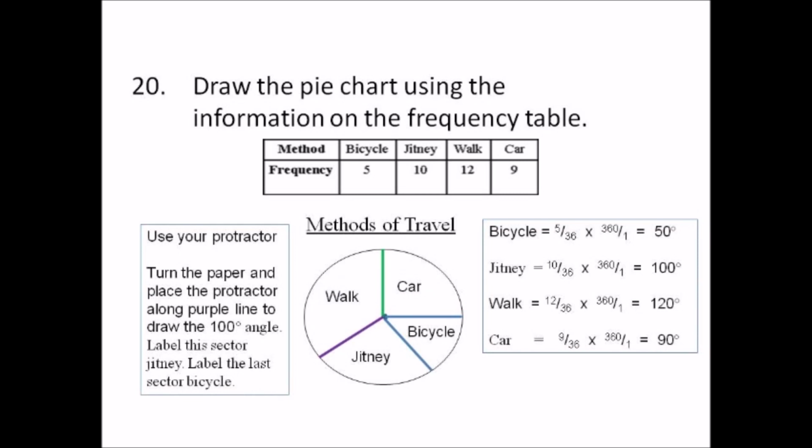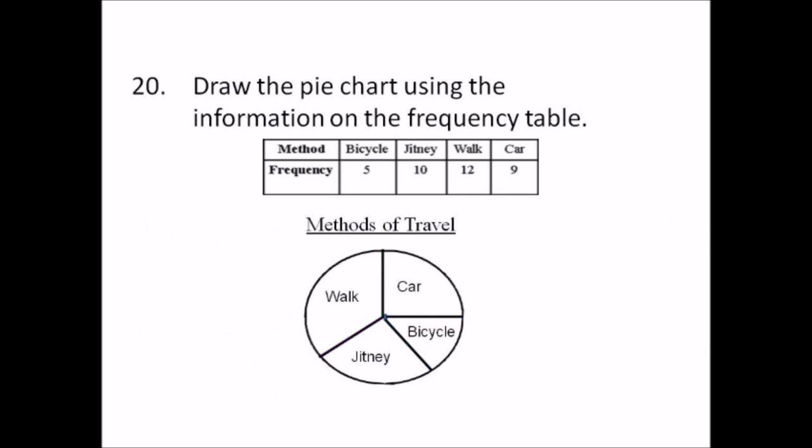Then you don't have to do the last calculation. Whatever is left would be bicycle. So you don't have to calculate that. That's a given once you did the rest correctly. And that would be your pie chart using your protractor to help you. And there you would have it. Methods of travel: walk, jitney, bicycle, and car.